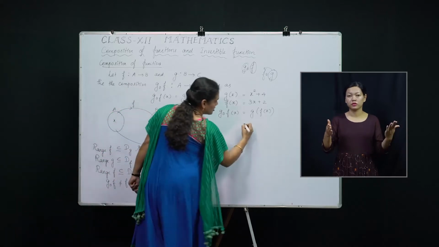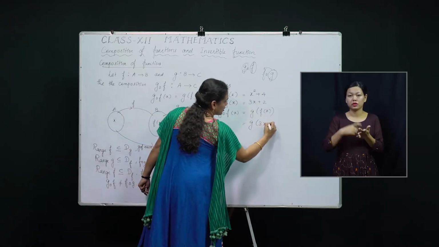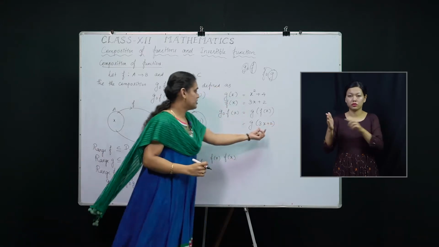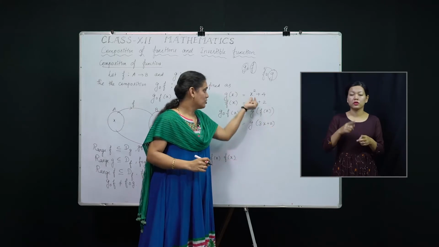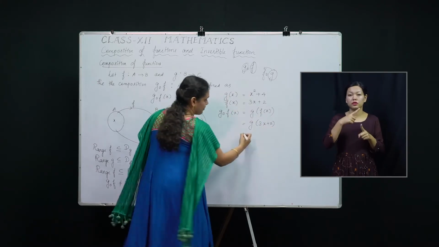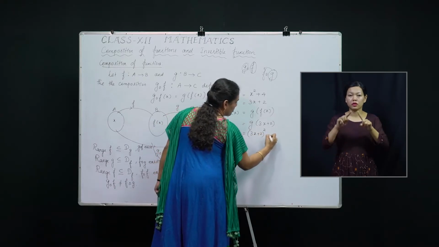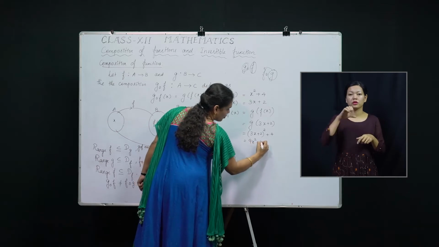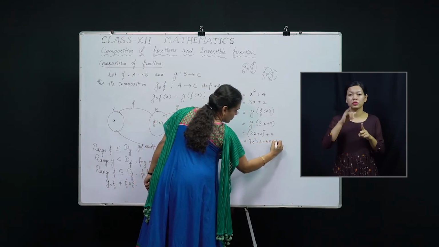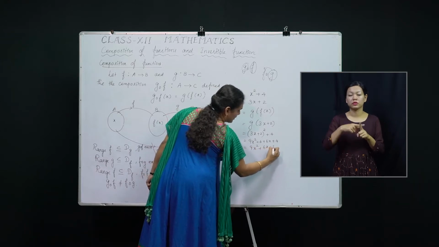Then g of f(x) is what? f(x) is 3x plus 2. Now this will be taken as x here. So in place of x we have 3x plus 2, right? So you replace x with 3x plus 2 here. Then this will be (3x plus 2) whole squared plus 4. If you simplify it, you get 9x squared plus 12x plus 4 plus 4, so that is 9x squared plus 12x plus 8, right?